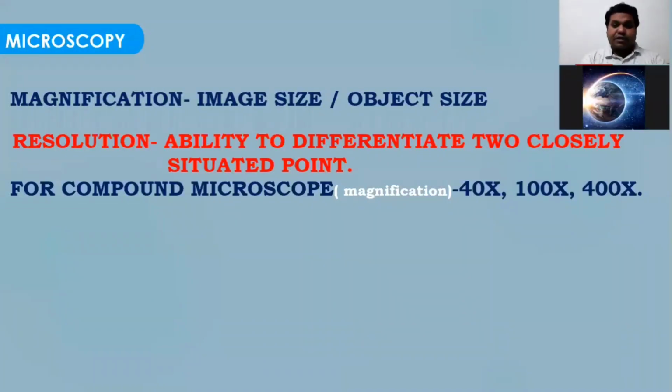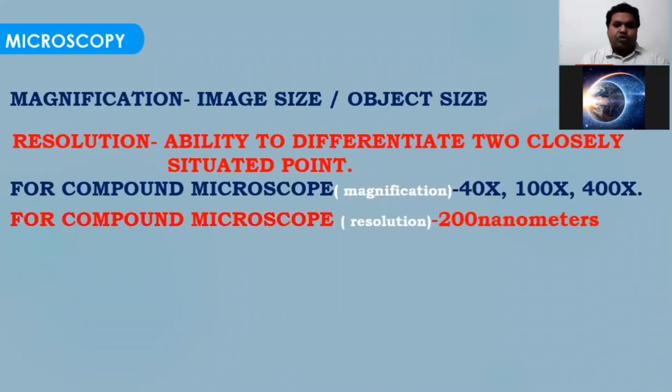See, 10x for the eyepiece was fixed. If we are using a combination, 10 into 4 is 40, or in the same way, 10 into 10 is 100, or 10 into 40 is 400. So depending on what structure we want to study, we can use the magnifying power.